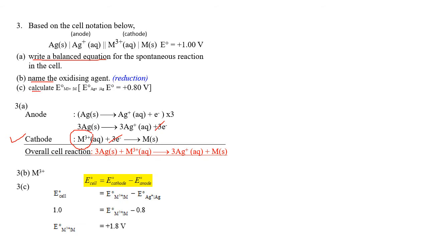And then calculate. So E node cell we know already is 1 volt. And then the standard reduction potential for silver is given. We have to apply the formula: E node cell equal to E node cathode minus E node anode. So over here we need to determine the E node cathode. Just do it as mathematics. You will get positive 1.8 volt. So the positive sign insists and then the unit insists.